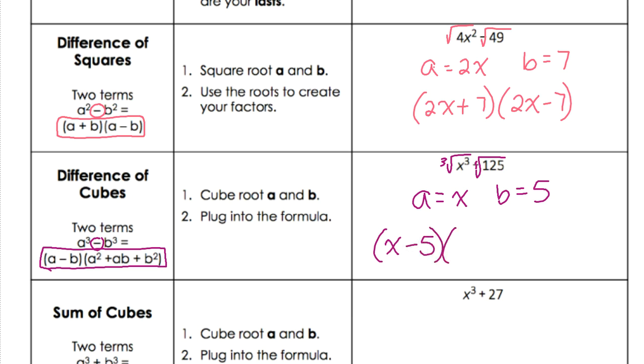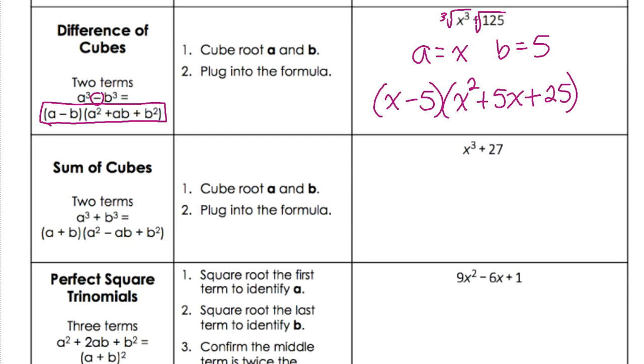And then my second factor is a little more complicated. It's a squared, which in this case would be x squared, plus a times b. So when we do that, a times b in this case would be 5x. And then you're adding b squared, which in this case would be 25. So that is my difference of cubes.